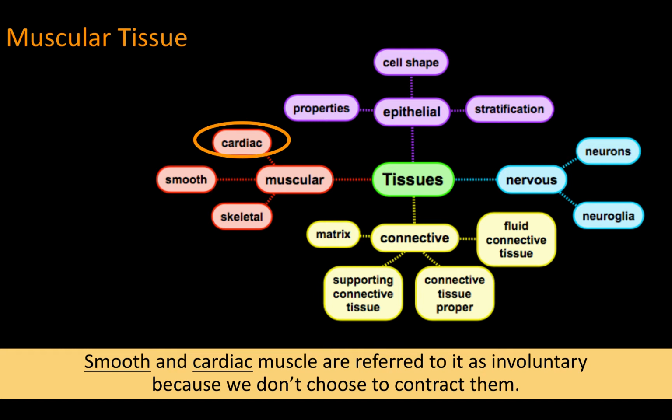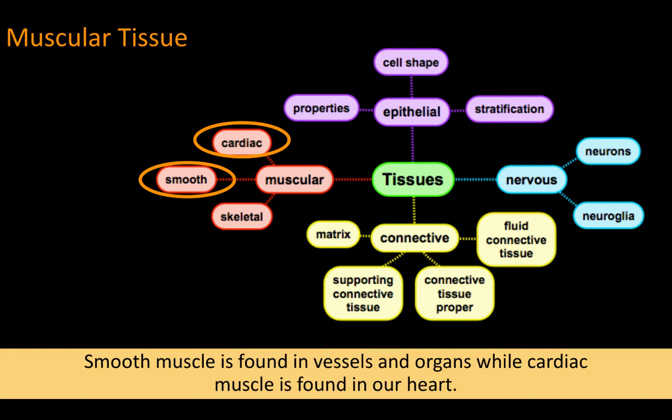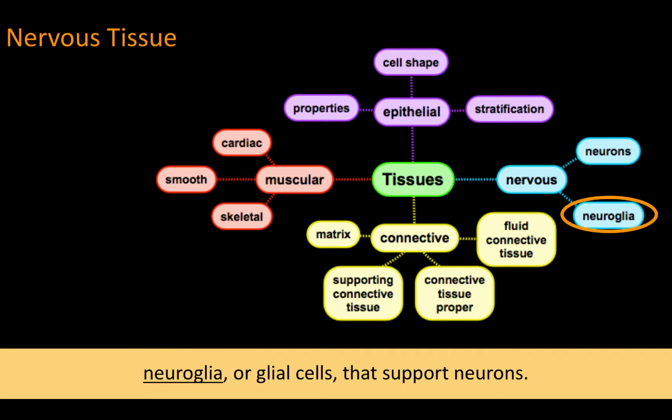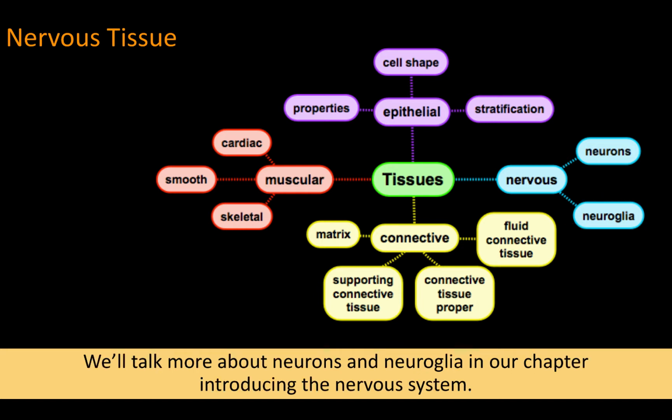Smooth and cardiac muscle are referred to as involuntary because we don't choose to contract them. Smooth muscle is found in vessels and organs, while cardiac muscle is found in our heart. Nervous tissue includes neurons that transmit and receive signals, and neuroglia, or glial cells, that support neurons. We'll talk more about neurons and neuroglia in our chapter introducing the nervous system.